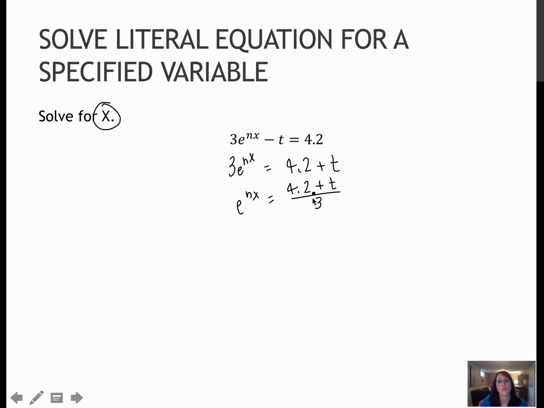And again, personal preference, you can certainly take 4.2 divided by 3 and then take t divided by 3 separately. It doesn't matter. Now I'm trying to get rid of e so that I can get that x down to a level where I can work with it. So I'm going to take the natural log of each side. That gives me n times x equals the natural log of all of this.